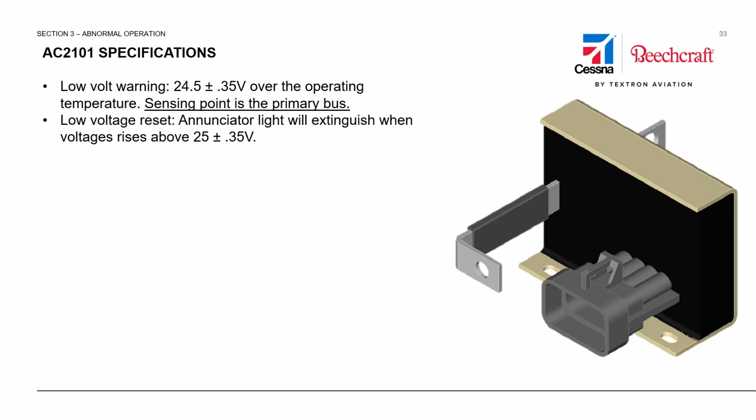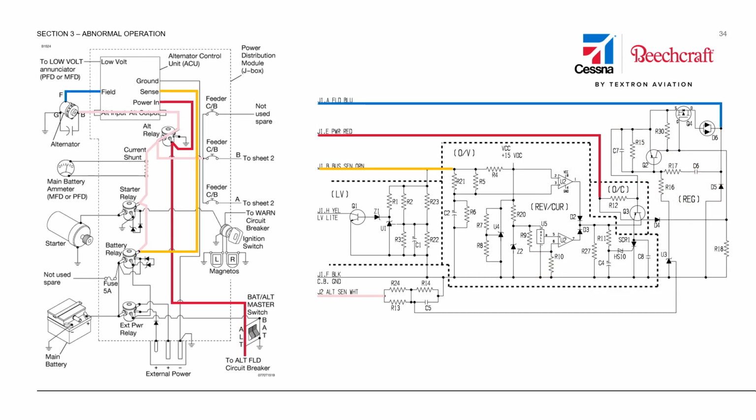It's set at 24.5 volts, non-adjustable. And again, we're stating that the sensing point is the primary bus, but it's not telling us exactly where. Looking at the wiring diagrams again, we see the orange sense wire that was connected to the overvoltage circuit here also has a leg that comes down into the low volts circuit. When the low voltage circuit senses a voltage drop below the threshold, it will ground the yellow wire, which triggers either the annunciator light on our NAV1, NAV2 airplanes, or triggers the CAS message on our NAV3 airplanes.